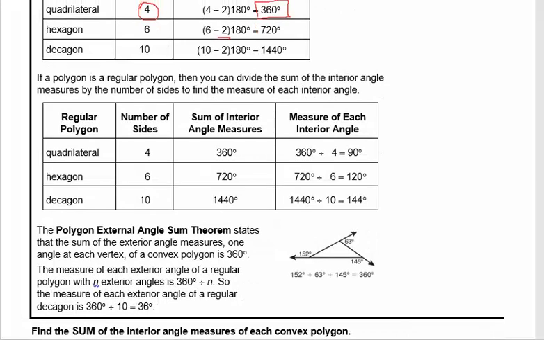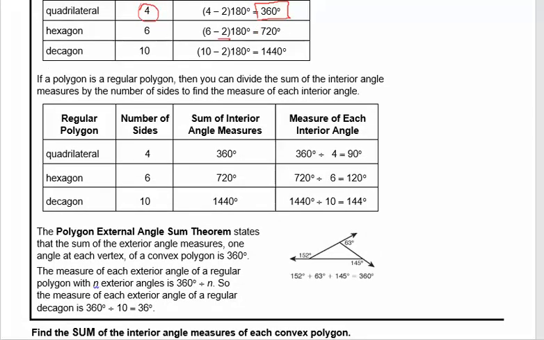Now, if you have a regular polygon, you do that, and then you can divide by how many sides you have to know how much each angle is. That only works for regular polygons only, because otherwise the angles are different measurements.